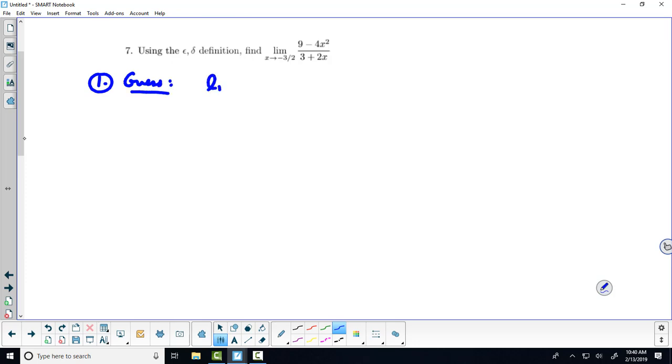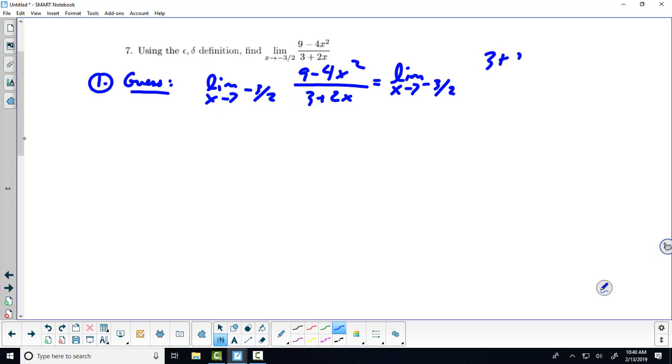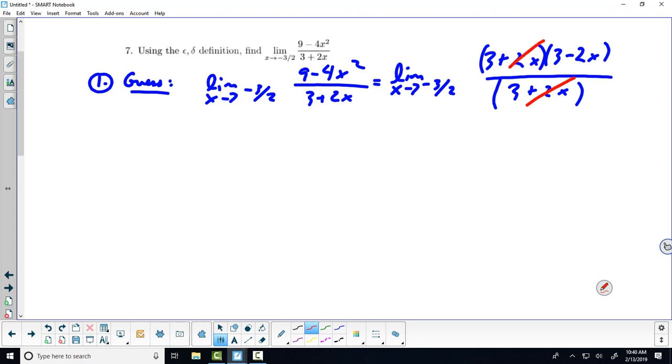For this, I'm just going to use all of my early limit tools that we've already developed. Let's look at the limit as x approaches negative 3/2 of (9 minus 4x squared) all over (3 plus 2x). That would be the limit as x approaches negative 3/2 of (3 plus 2x)(3 minus 2x) all over (3 plus 2x). This problem should seem very much like a Unit 1 problem up to this point. Since this is a guess, I'm going to use the direct substitution property.